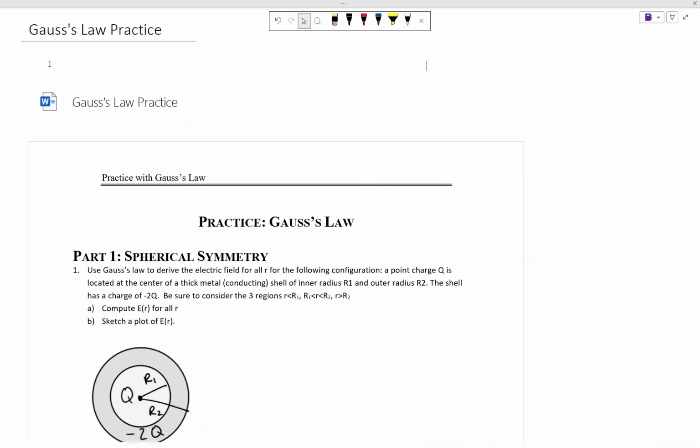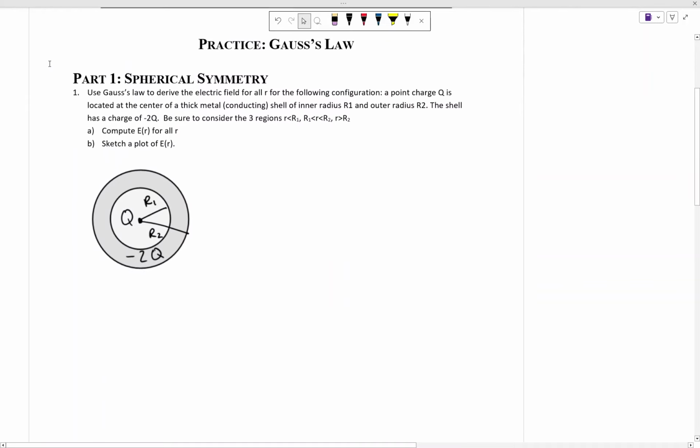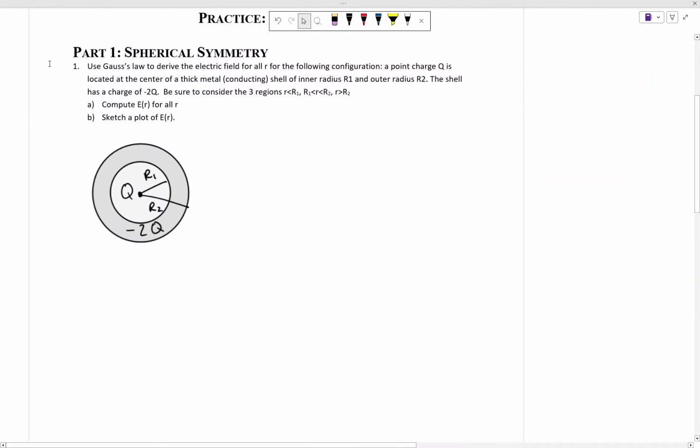Hi, so the purpose of this video is to provide you a video explanation to go along with the solution for a couple Gauss's law problems, so you have that to study for your reference. These are just a couple problems that we had looked at in class. The first one is a spherically symmetrical situation. So let's check this out.